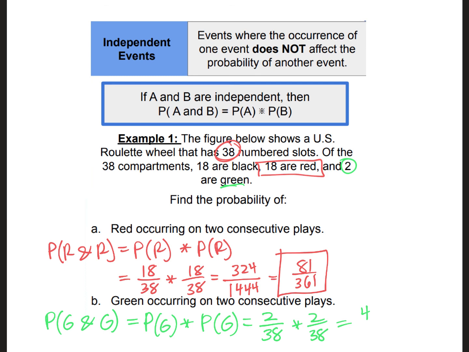We saw 38 times 38 was 1,444. I'm guessing we can divide those both by 4. Yeah, and when we do that, we get 1 out of 361. Again, to simplify, divide it by 4, or just type it into your calculator and get your final answer. All right, that is how you solve problems involving independent events.